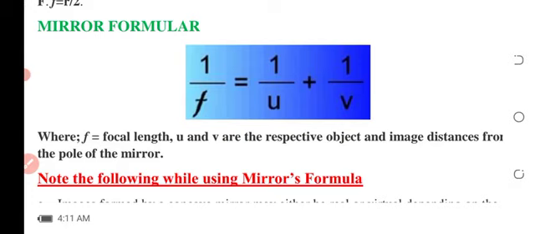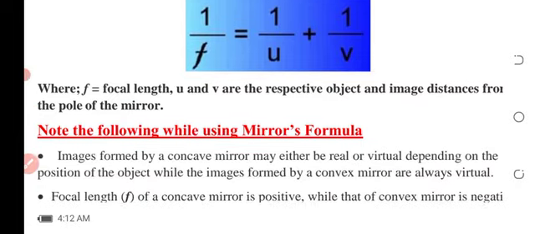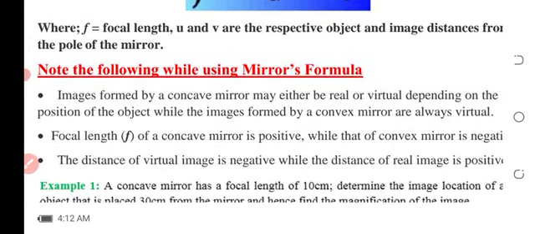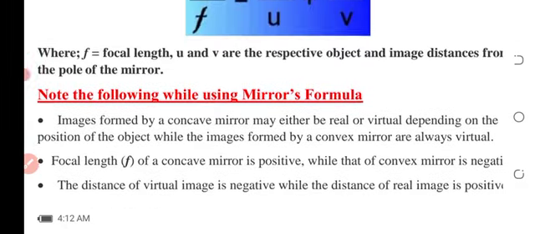Plus 1 over v, where f represents the focal length that we just discussed, u is the object distance from the pole of the mirror, while v is the image distance from the pole of the mirror. All the distances are measured from the pole of the mirror. Now we want to quickly apply this mirror formula in solving problems, but there are some facts that we need to consider before applying it.